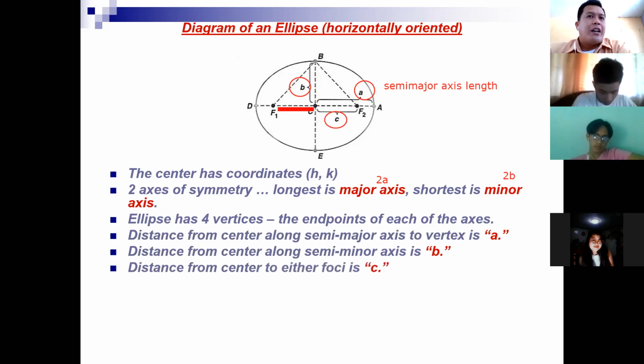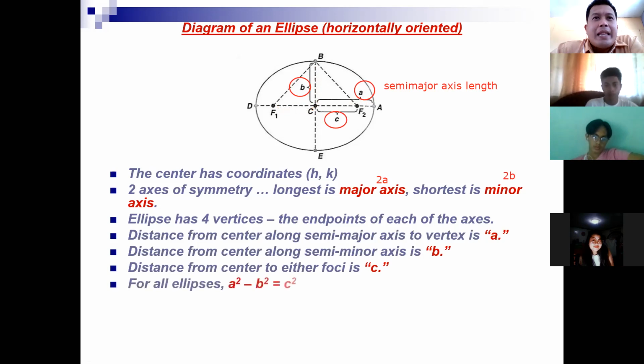And then the distance from the center to the foci is C. There's no terminology given there. It's just C. The terminology that we can use there is focal length, because we are trying to figure out the distance of focus to the center. So it's focal length.